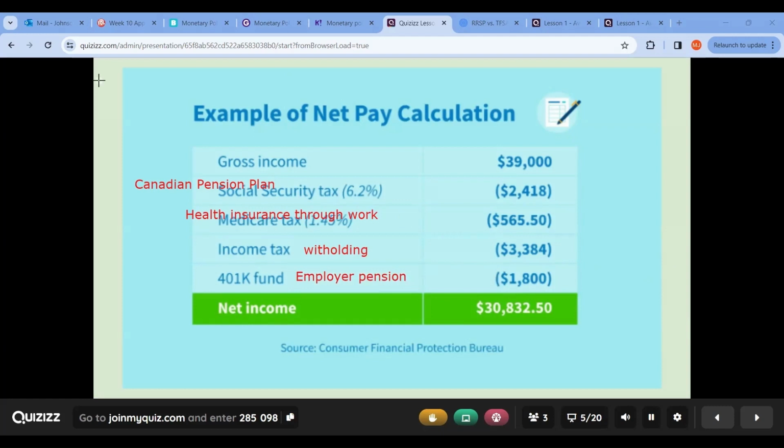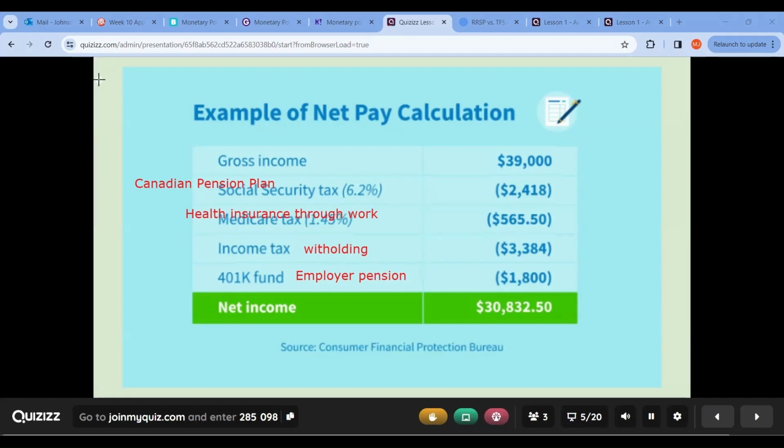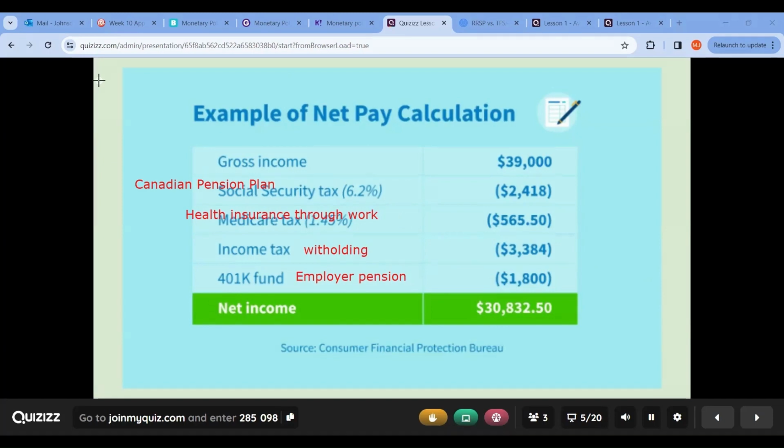And then your net income. Your net income is what you take home. So I'll put this in the chat here so you can have access. But yeah, that's a sample net pay calculation.